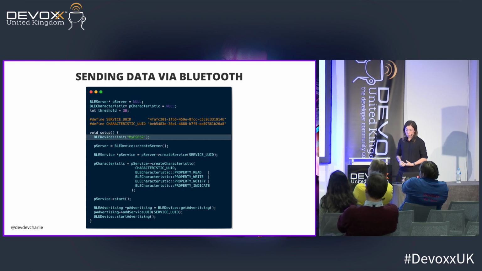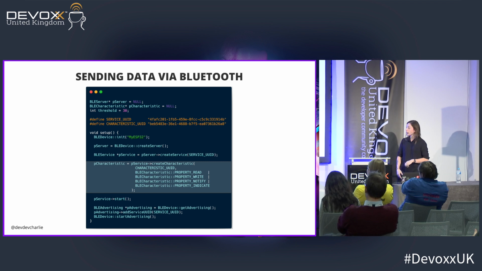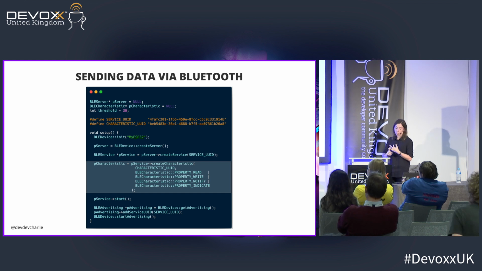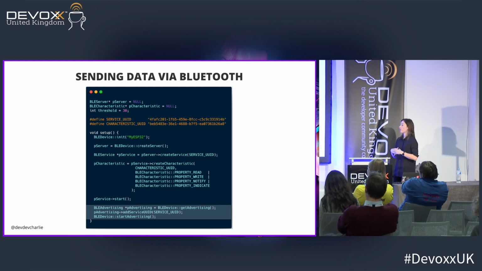Then in the setup function, we just give a name to our board. I called it my ESP32, but it can be anything that you want. Then you create a server. You also create a service that you add to this server, because this is what you're going to be able to get in the front end later. For the characteristic, you have to give it a few more parameters: do you want to read it, write it, notify it, indicate it, and things like that. Then you start the whole thing, and you start the advertising so that the front end can figure out that there's a device it can connect to.